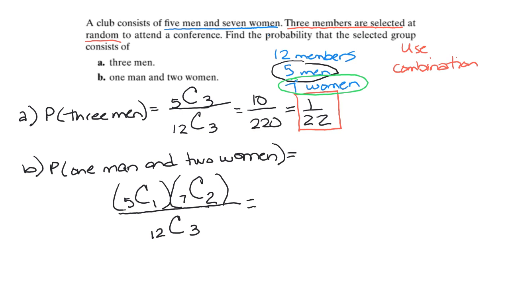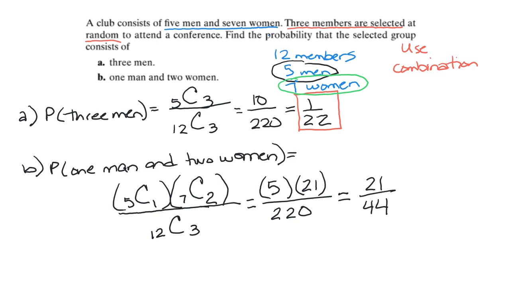So you can place this in your calculator all at once and get your final answer. I'm going to do a little bit of work. 5 combination 1 will give you 5. 7 combination 2 will give you 21. You work these individually. 12 combination 3 gave us 220. And then you reduce, and you should come to 21 over 44. This will be the probability of selecting 1 man and 2 women.